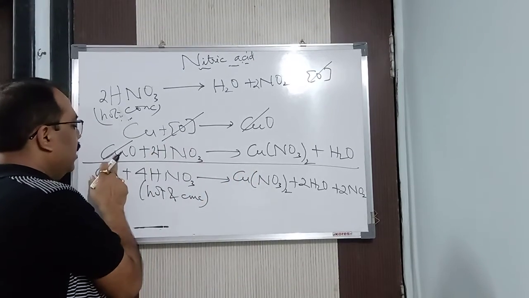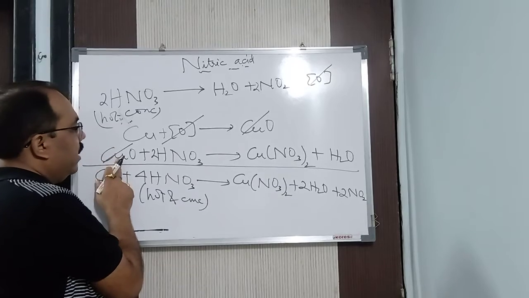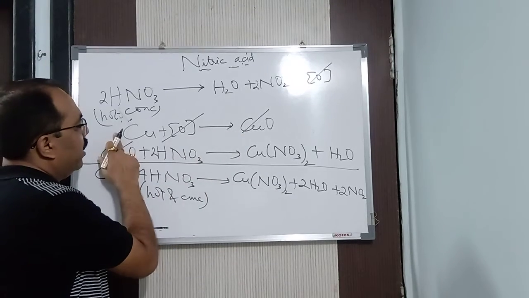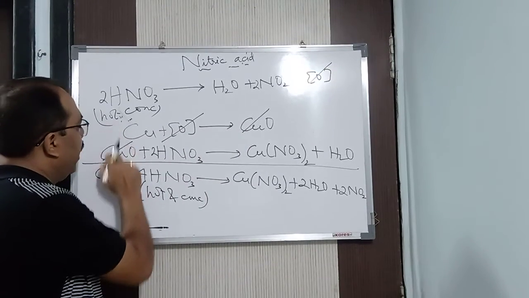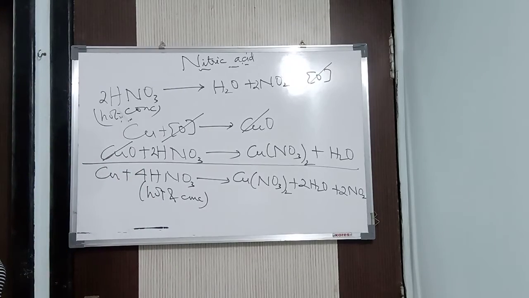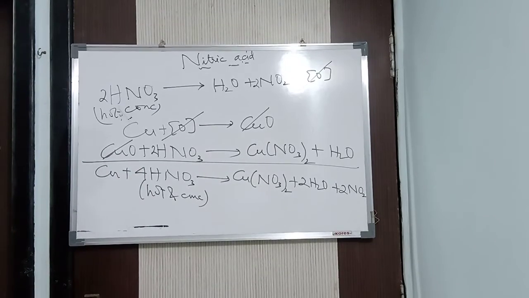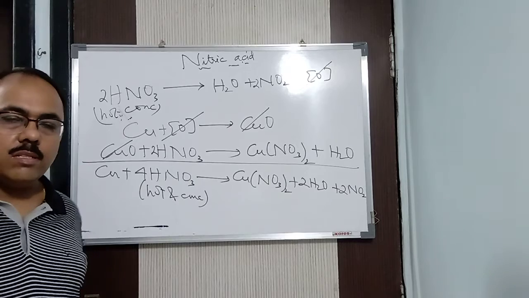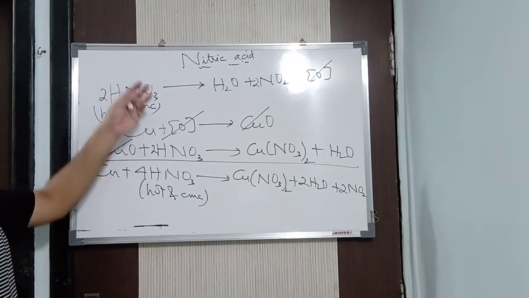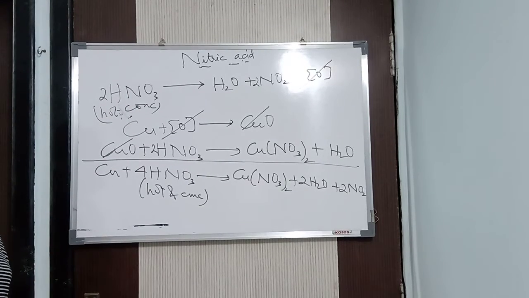This is a basic thing. Here it is, copper oxide on the reactant side. If I bring this one copper oxide on the reactant side, what will it be? Minus CuO. When you add it, plus CuO minus CuO, it will be cancelled. Very simple. In this way, you get the equation. This is how we balance it, stepwise.